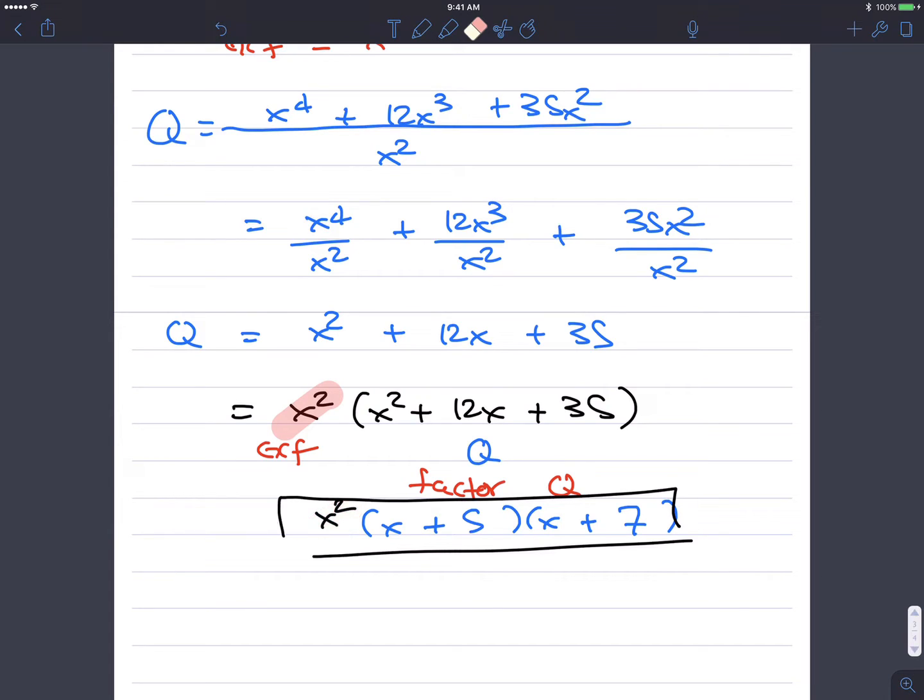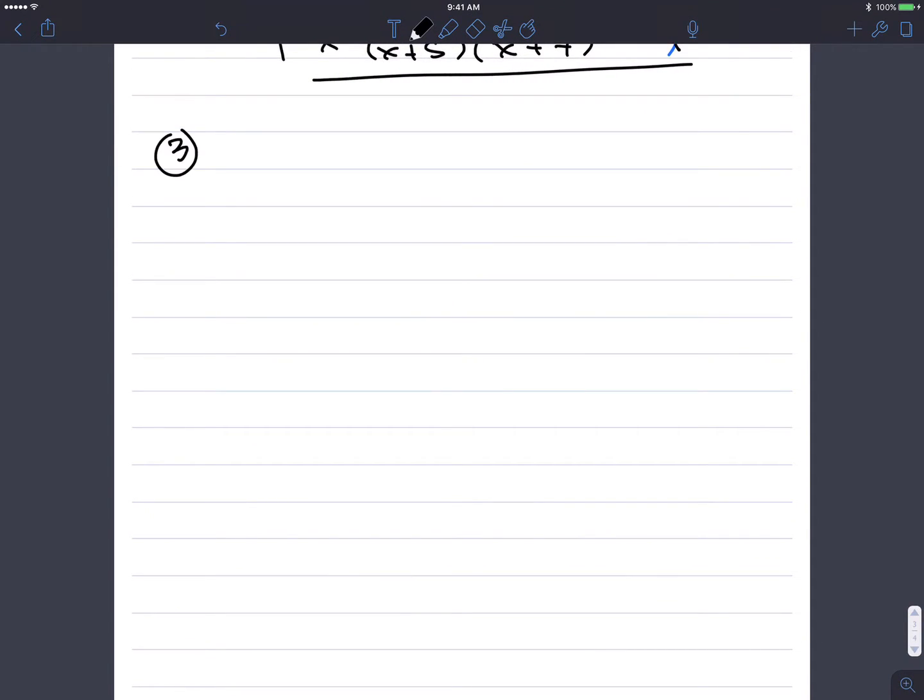So we can erase some of this and write it completely: (x plus 5)(x plus 7). Anybody have any questions on this one? Again, we're factoring what? Completely. Factoring completely. Well, that was number 3, so that makes us number 5, I guess.